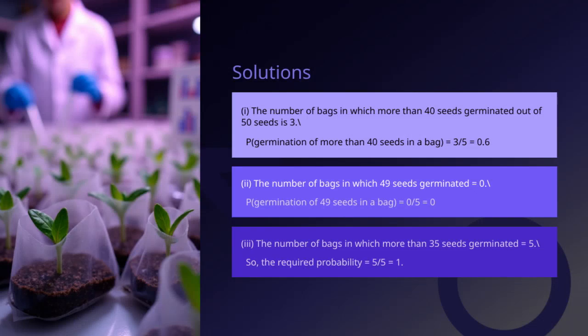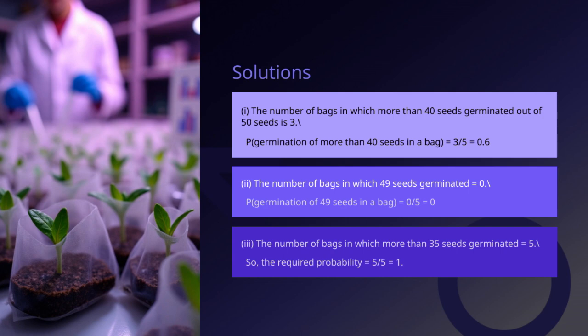So the required probability here is 5 divided by 5, which equals 1. This means that in all 5 bags, the event we're considering always occurred. Moving on, we see that the number of bags in which more than 35 seeds germinated is 5. Since all 5 bags had more than 35 seeds germinate, the probability of germination of 49 seeds in a bag is 0 divided by 5, giving us 0. Essentially, no bags had as many as 49 seeds germinate.